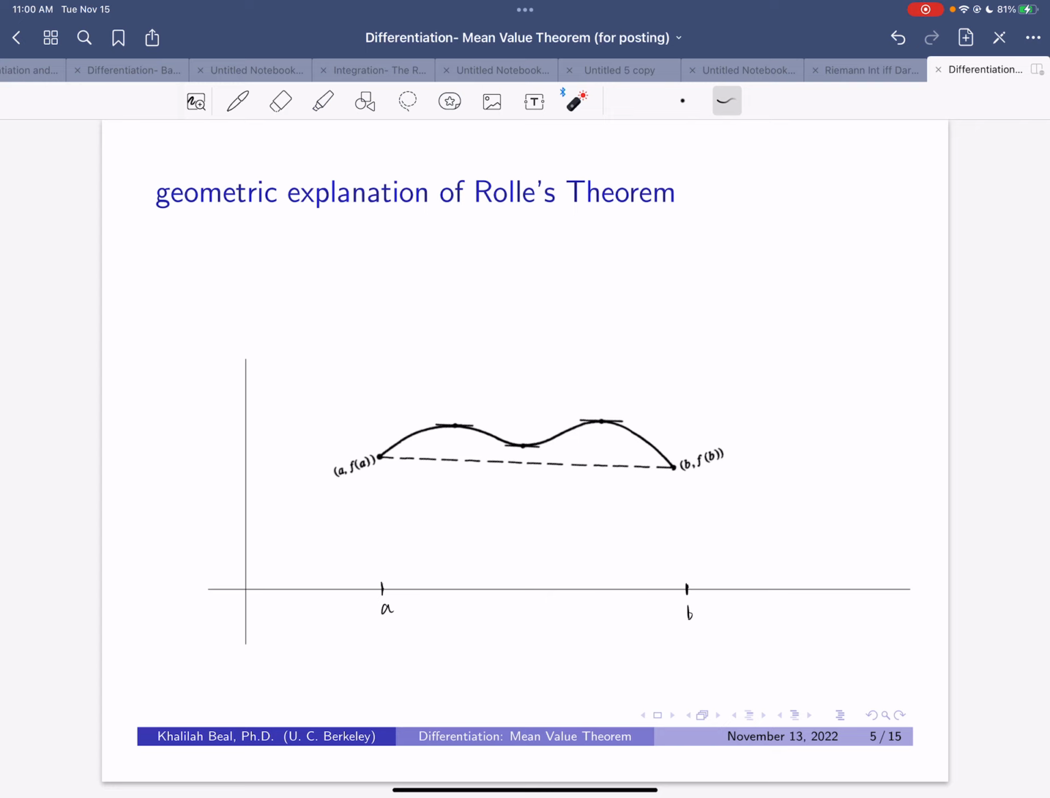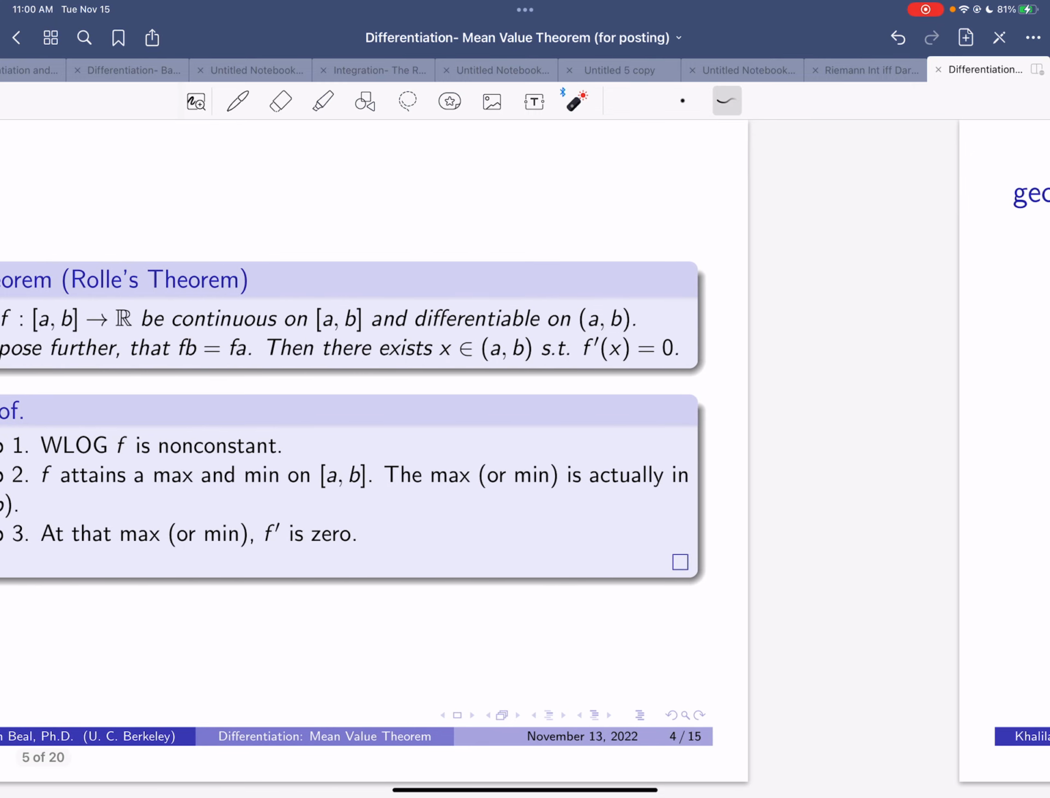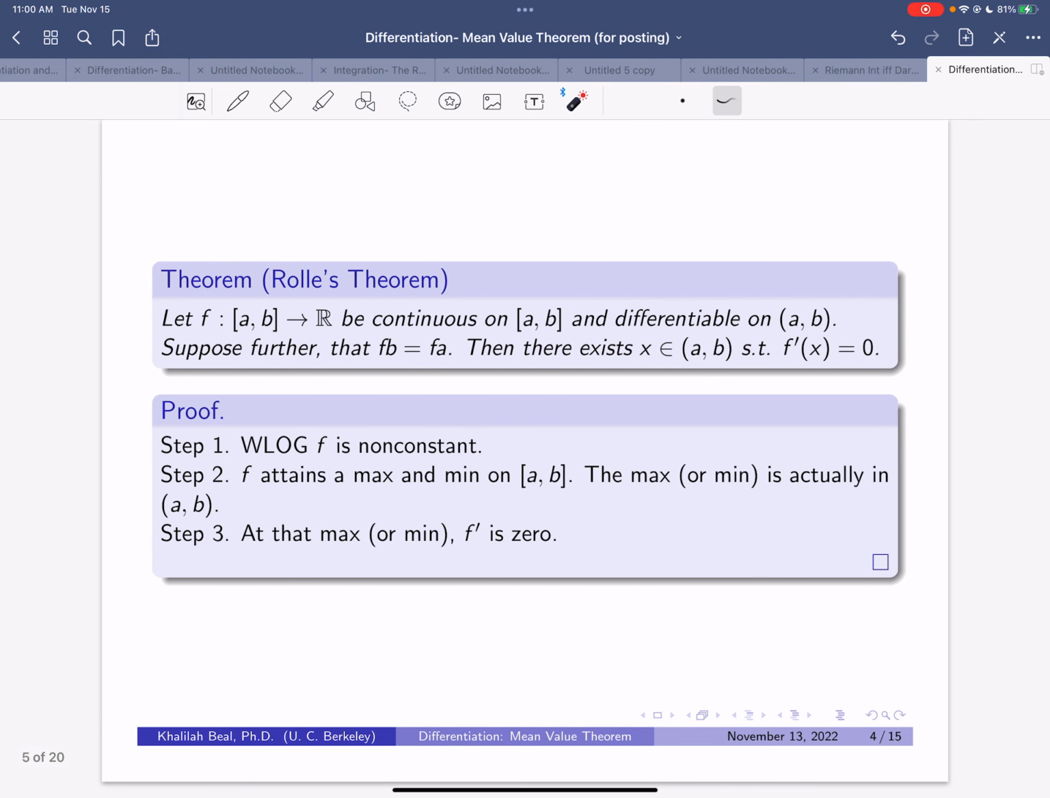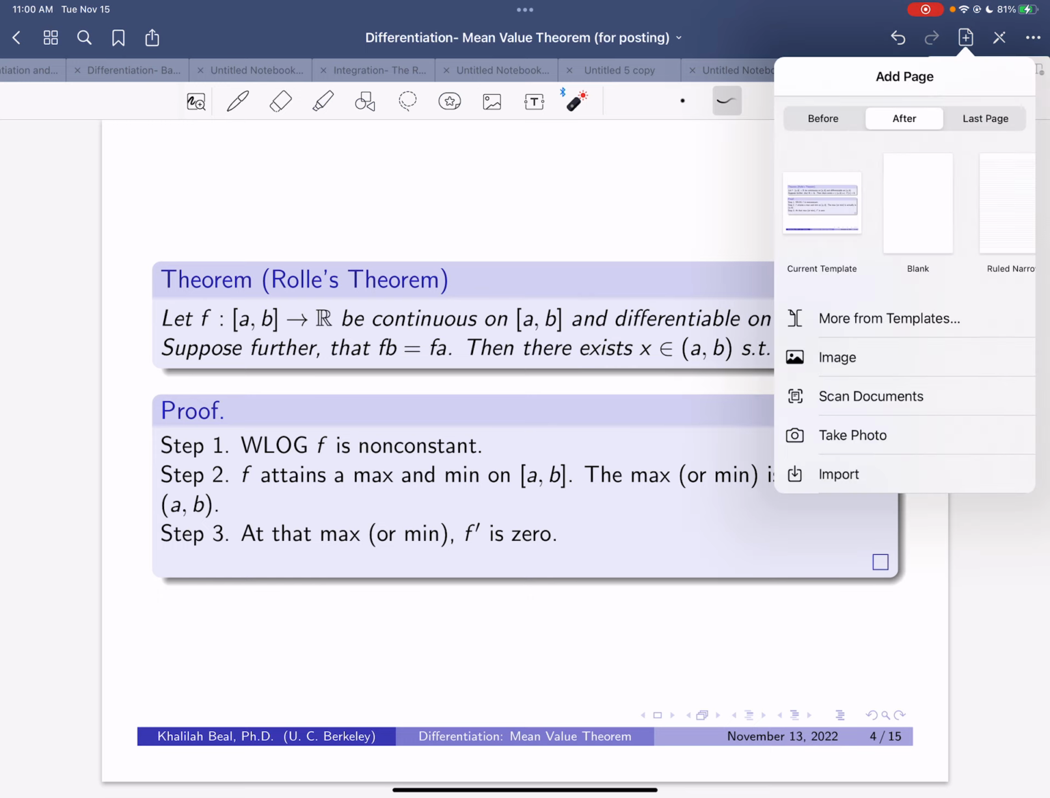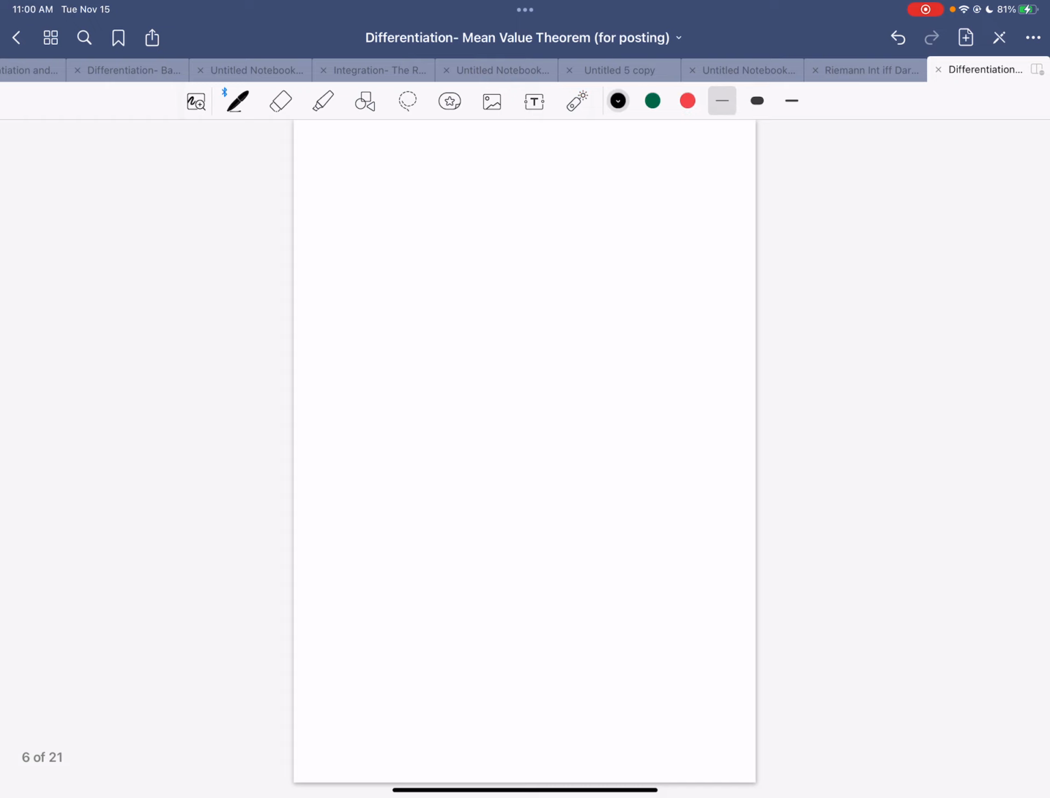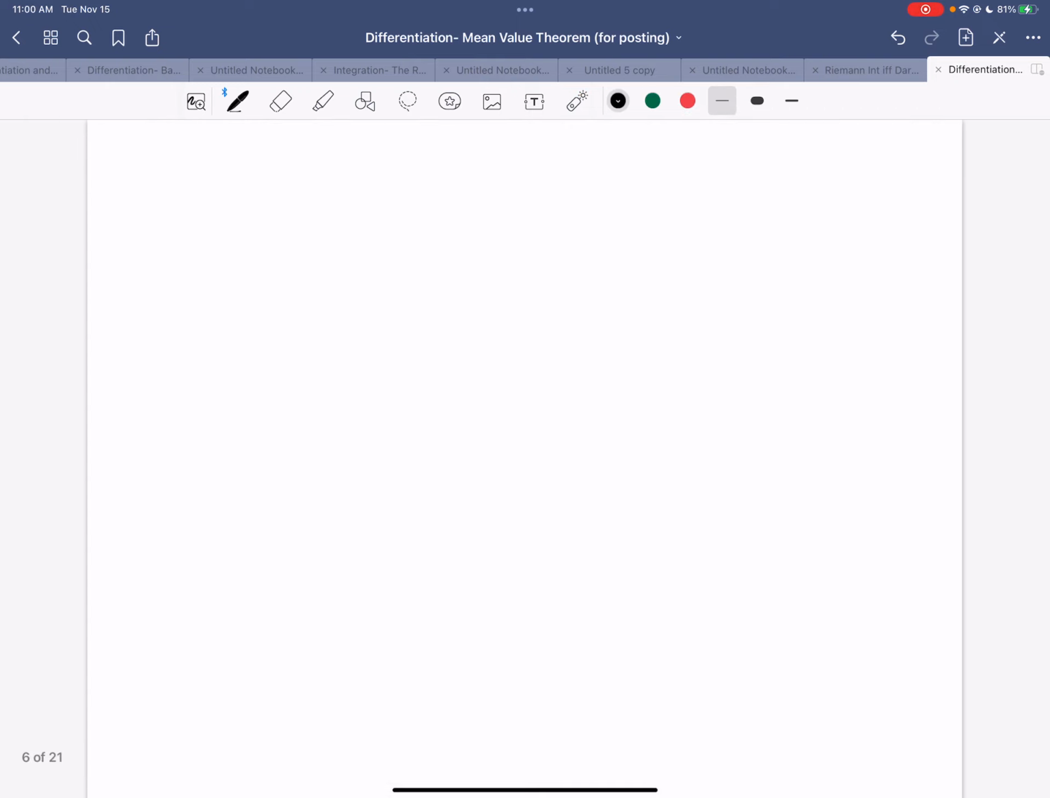Okay. So again, broad, far-reaching analogy here. But let's go ahead and prove it. And the way we prove it is by actually using the extreme value theorem. So the proof is going to involve the extreme value theorem, and I just want to remind you of it. So let's take a moment and recall the extreme value theorem.